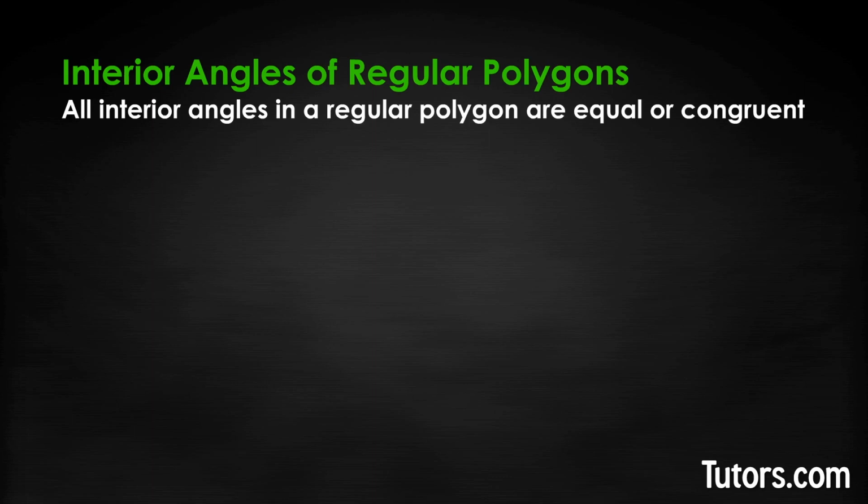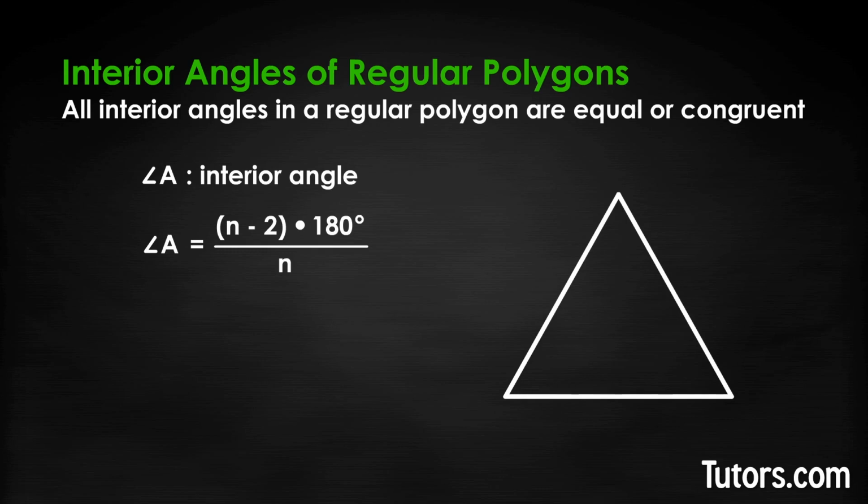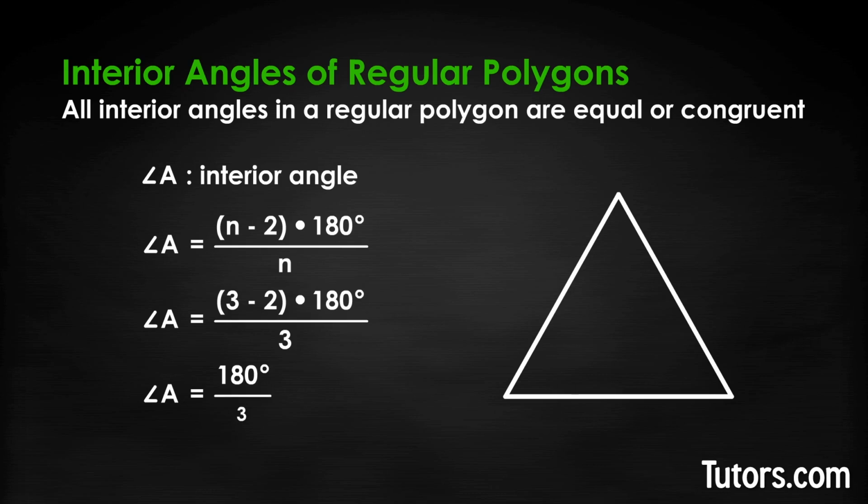Once you know how to find the sum of interior angles, you can use that to find the measure of any interior angle, angle A, of a regular polygon. Take the same formula and divide by the number of sides. Angle A equals (n minus 2) times 180 degrees divided by n. Let's try it out for an equilateral triangle by plugging in 3 for the number of sides, n. Angle A equals (3 minus 2) times 180 degrees divided by 3. Subtract and multiply and we get angle A equals 180 degrees divided by 3. Angle A equals 60 degrees.